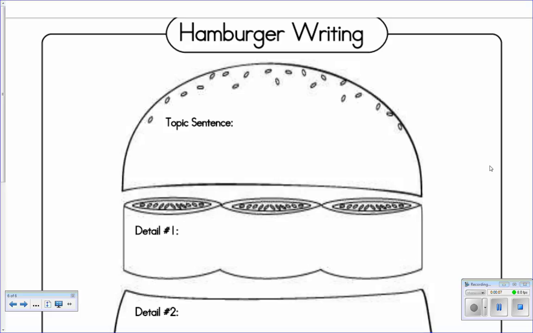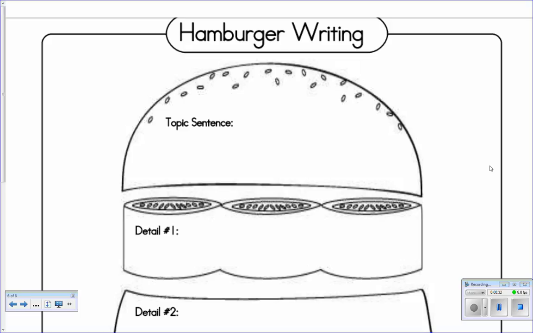You should have in front of you right now the worksheet that says Hamburger Writing on it. Okay? Good writing is like a hamburger. It has two pieces, a beginning and an end that hold all of the important stuff together. We've already talked about the top bun, which is our main idea sentence or our topic sentence. It lets the reader know what you're going to be talking about, your purpose.